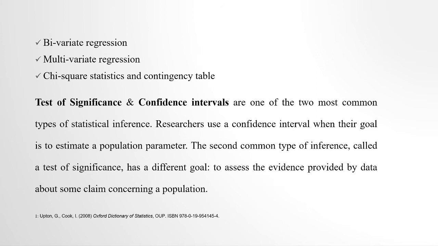Researchers use a confidence interval when their goal is to estimate a population parameter, whereas the second type, which is the test of significance, has a bit different goal because it assesses the evidence provided by the data about a certain claim that concerns that population.